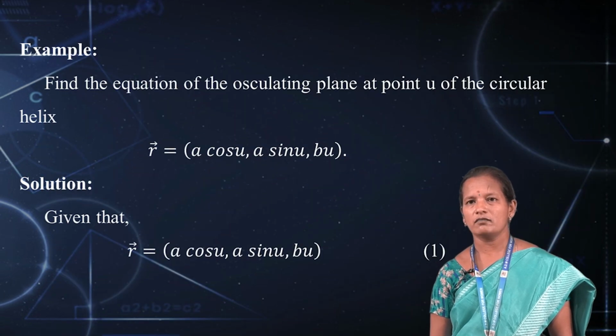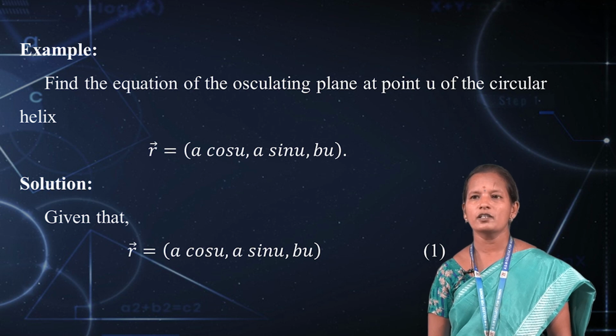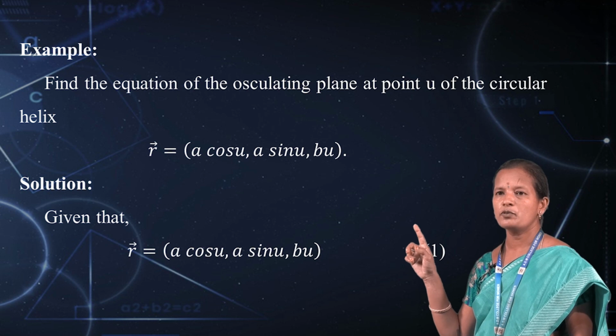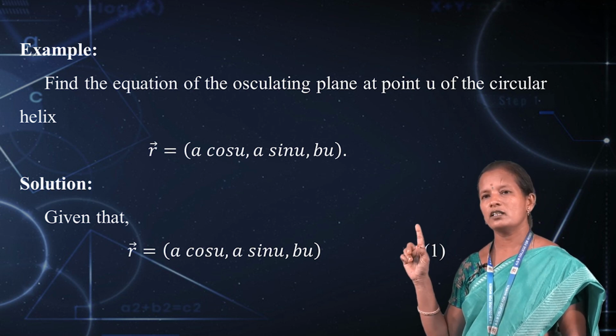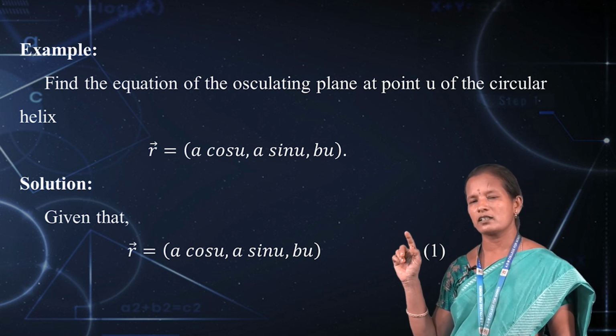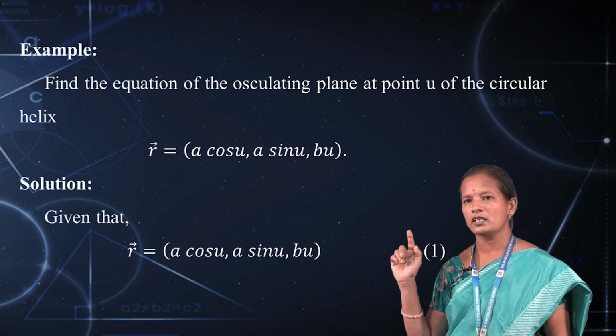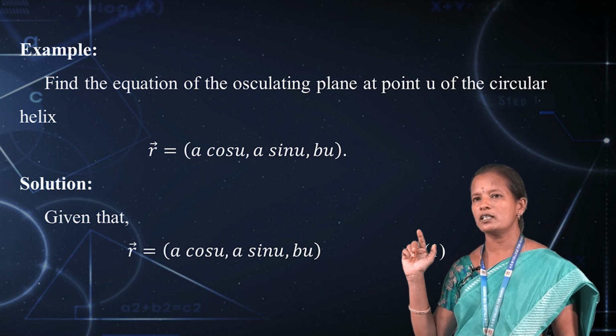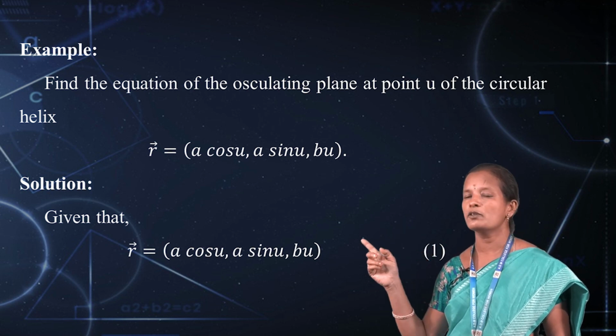Next one is the example. Find the equation of the osculating plane at point u of the circular helix, r vector equal to (a cos u, a sin u, b u). The r vector is denoted by x, y, z. Here x value is a cos u, y value is a sin u and z value is b u.